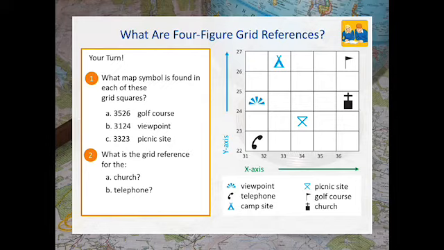Right, let's see if you can write down the grid references for the following map symbols. Where would the church be located? First, have a look at your x-axis number and then your y-axis number. The church is located on 3524. Let's do the same for the telephone. The grid reference for the telephone is 3122. Got it?